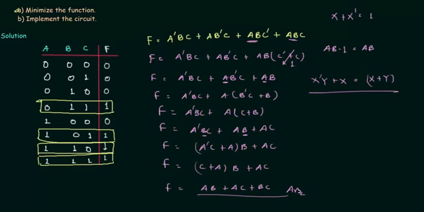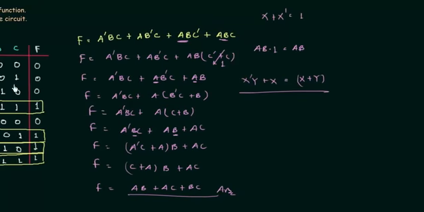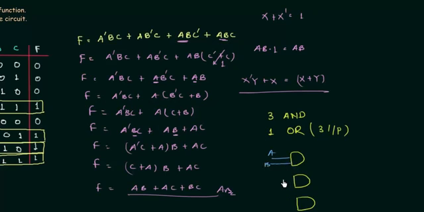Now we have to implement the circuit. It's very simple to implement this circuit. We have to use 3 AND gates and one OR gate, and remember this one OR gate is a 3 input OR gate. So we will do it quickly. We require 3 AND gates. The first AND gate will have inputs A, B. The second AND gate will have inputs A, C. The third gate will have inputs B, C.